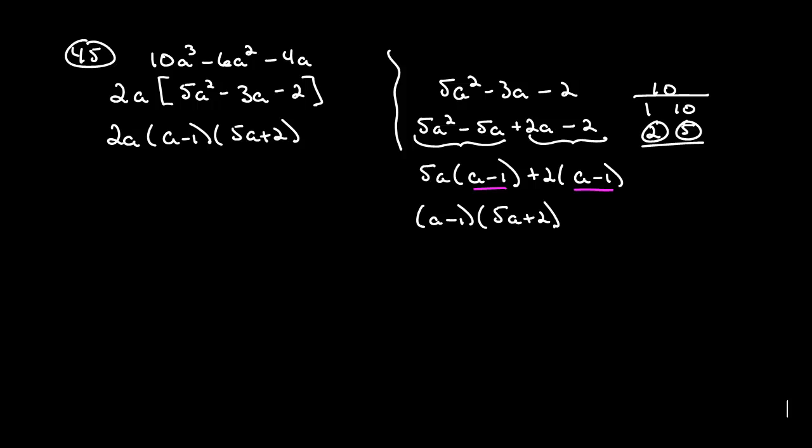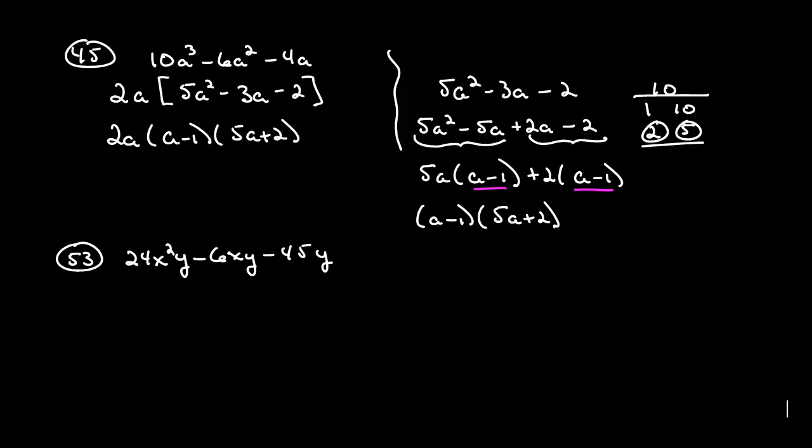Okay, let's take a look at 53. Okay, so 53 says we have 24x squared y minus 6xy minus 45y. Okay, so we'll look at the numbers first and we'll say, can we pull anything out?